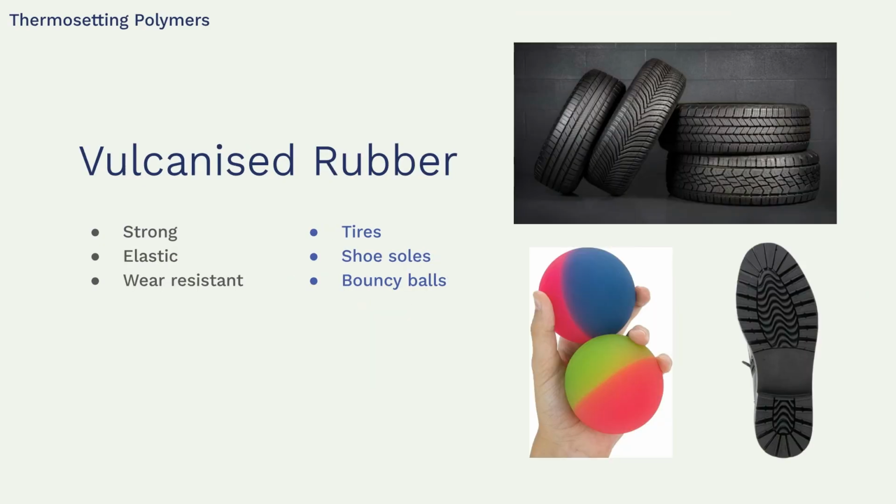Finally, we have vulcanized rubber, which is strong, elastic, and wear resistant. Therefore, it's used for tires, shoe soles, and rubber bouncy balls.